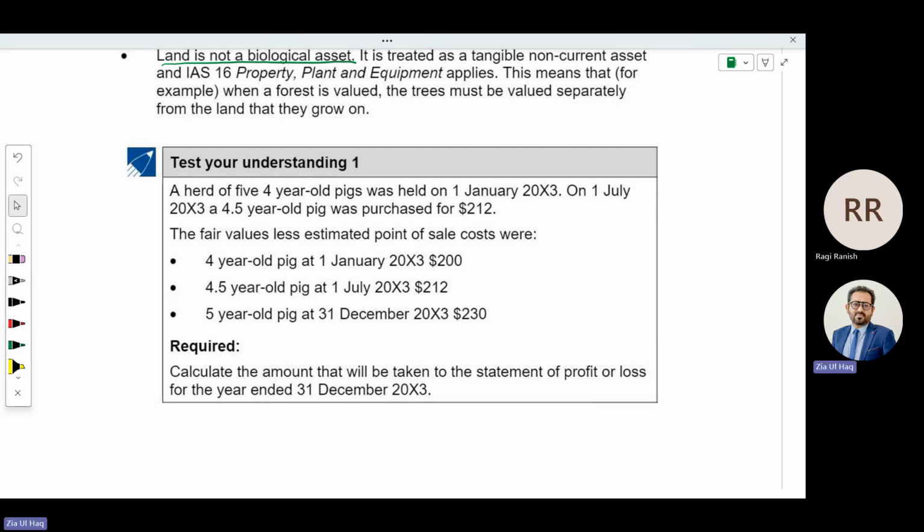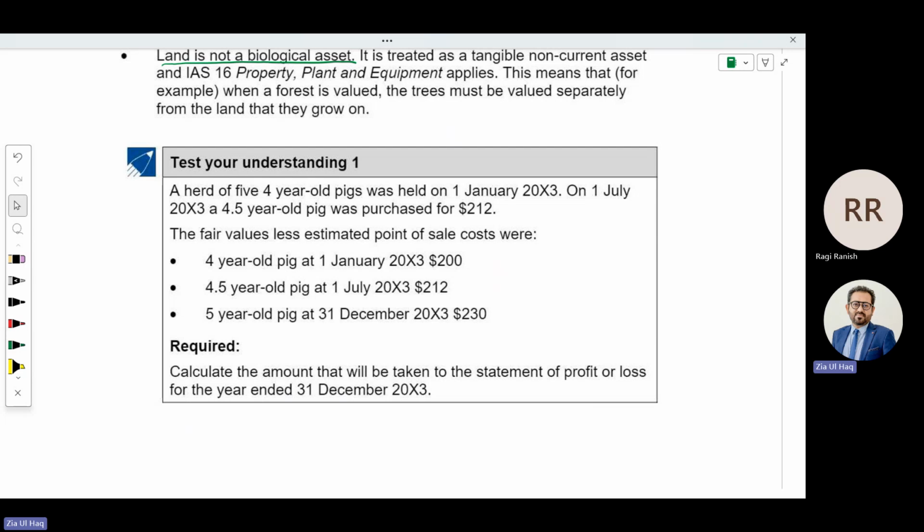Third of five. 4-year-old pigs were held on 1st January 20x3. How many pigs are there? 5. On 1st July 20x3, a 4.5-year-old pig was purchased for $212. The 5 you were having at the start of the year. During the year, after 6 months, you bought another pig for $212. Now you are having 6 pigs.